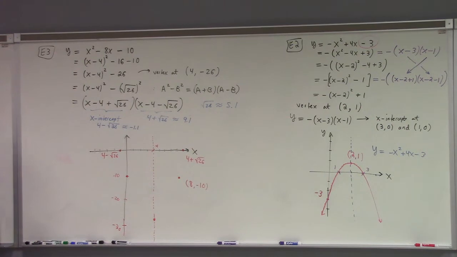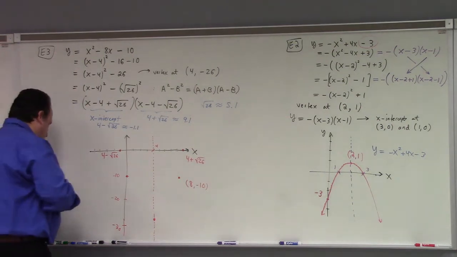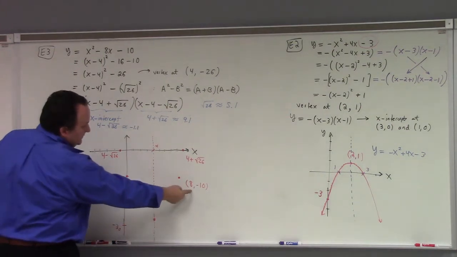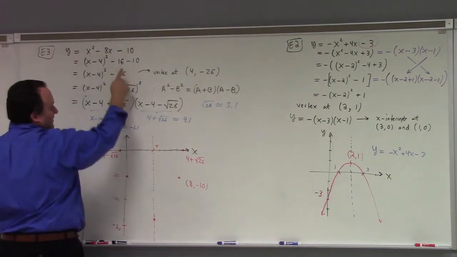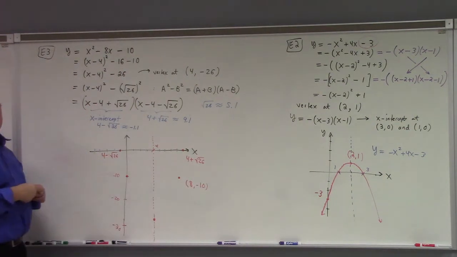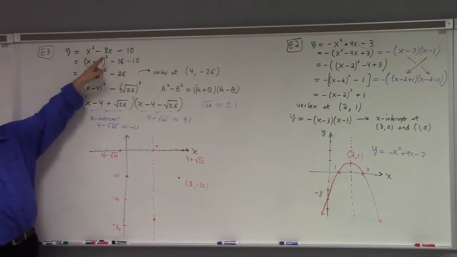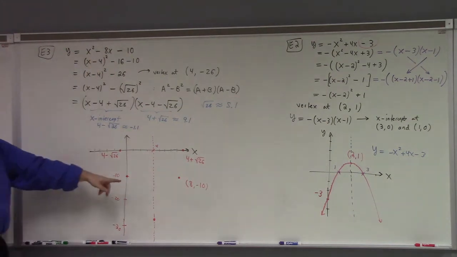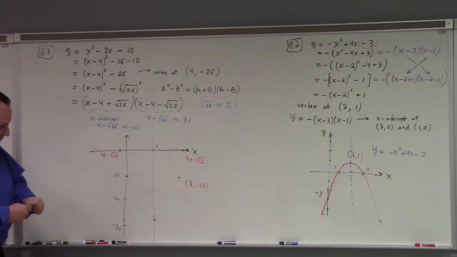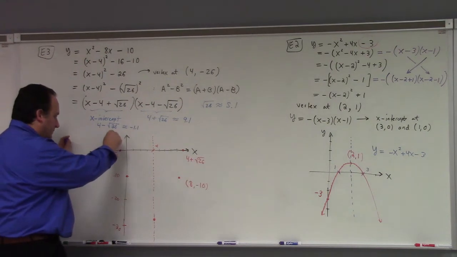All right? And you can check me on it. If you plug 8 into this formula, do you get minus 10? What happens if you plug 8 into the original formula? You get 64 minus 64 minus 10, which is minus 10. So indeed, this point is on the graph. And so, now we can graph.